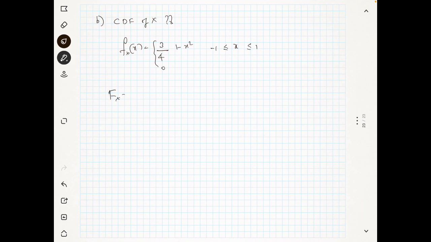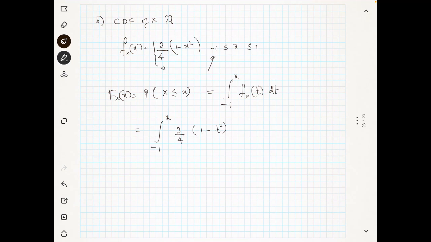Now what is this Fx of x? It's nothing but the probability that x takes the value less than or equal to x, which is nothing but the integral from minus infinity, but it is not starting from minus infinity, it will start only from -1 to x of fx. We will consider the dummy variable t and dt, okay, to avoid the confusion. So this is equal to integral -1 to x 3/4 into 1 minus t square, dt, okay.